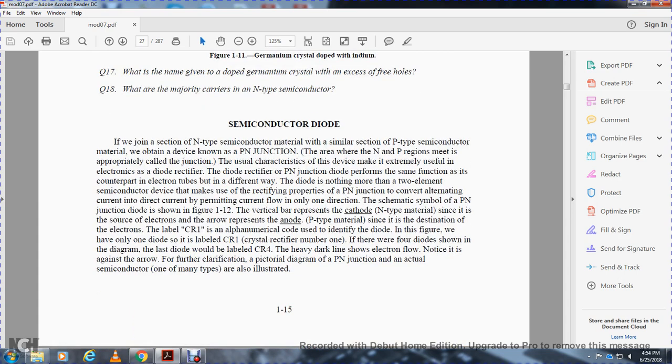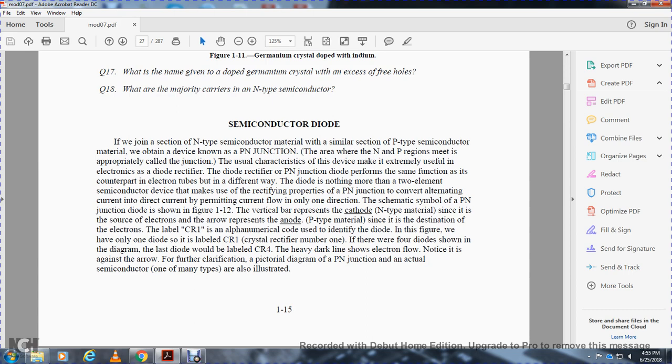The semiconductor diode. If we join an N-type semiconductor material with a section of P-type semiconductor, we obtain what is known as the PN junction, the negative and positive regions being the property that gives the junction its name. The usual characteristic of this device makes it extremely useful as an electronic diode rectifier, the diode rectifier being the PN junction.